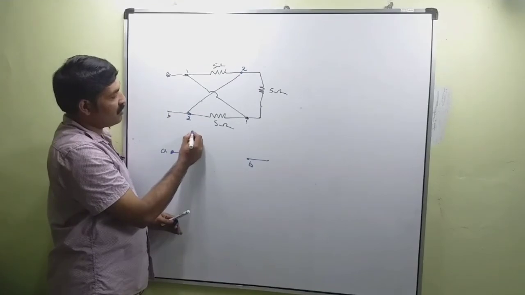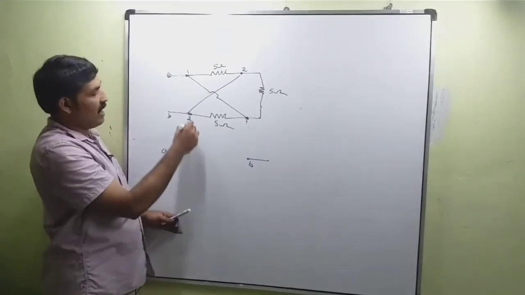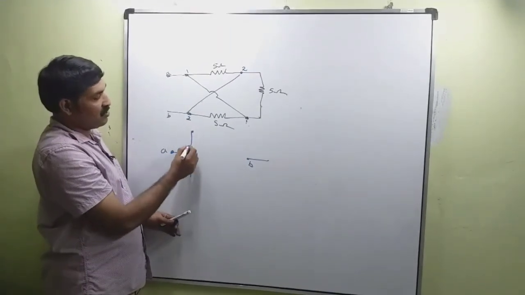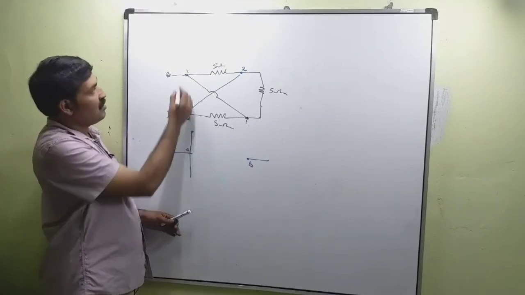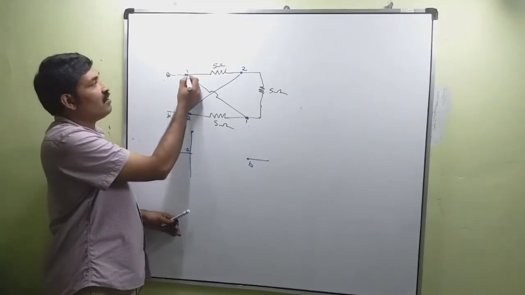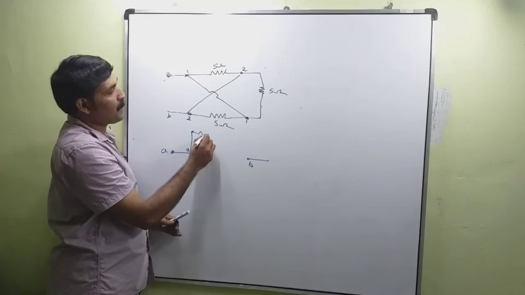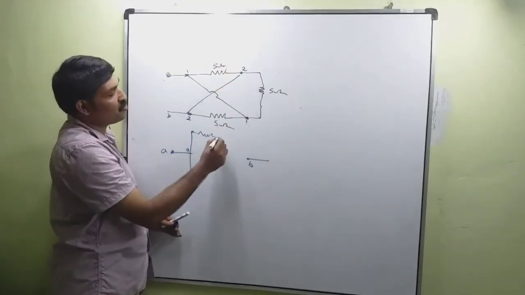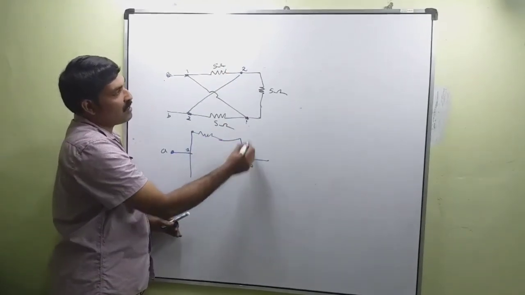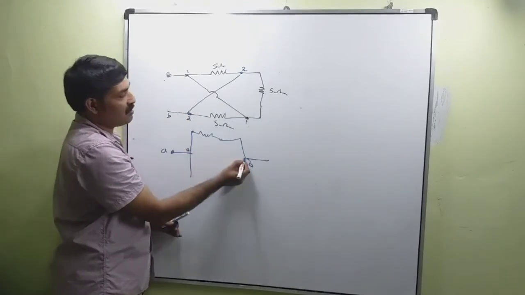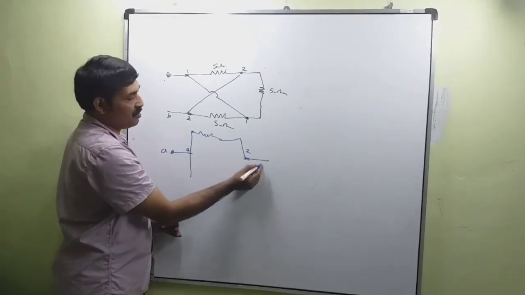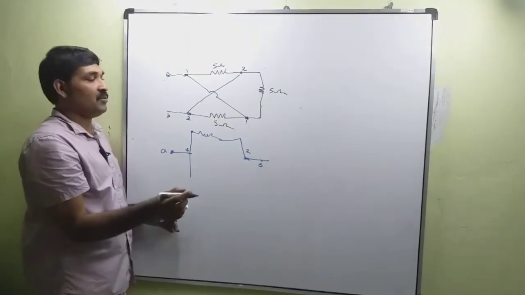Now, a 5 ohm is connected to 1. So this point 1 is connected to A. 1 and A are connected. From 1, there is a 5 ohm resistance. The other end of the 5 is connected to 2, and 2 is connected to B. So this point is 2. Okay. 2 and B are the same points.